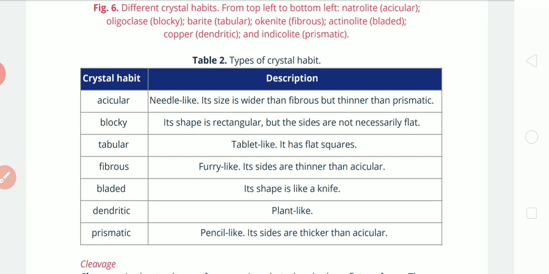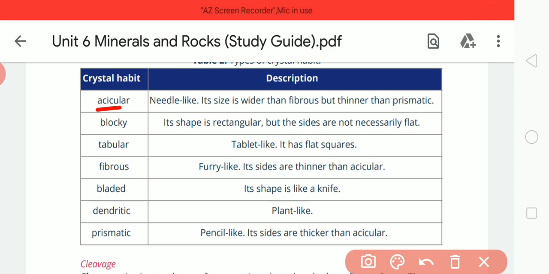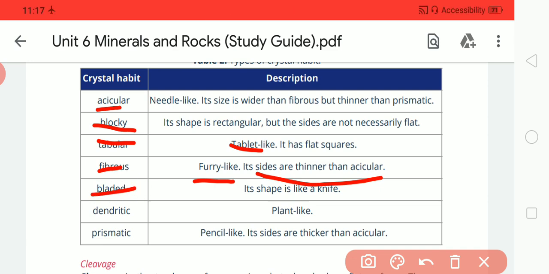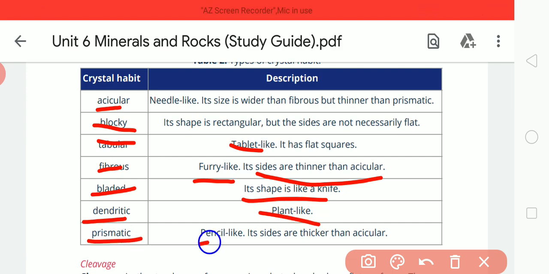Now, let's proceed to the description of each of those crystal habits. Acicular is needle-like, talinis, wider than fibrous but thinner than prismatic. Blocky, its shape is rectangular, just like a block, but the sides are not necessarily flat. Tabular, they're tablet-like, with flat squares. Fibrous, they're fur-like, with sides thinner than acicular. Bladed, it's shaped like a knife. Dendritic, plant-like. Prismatic, pencil-like, with sides thicker than acicular. Those are the different descriptions for each of those crystal habits.